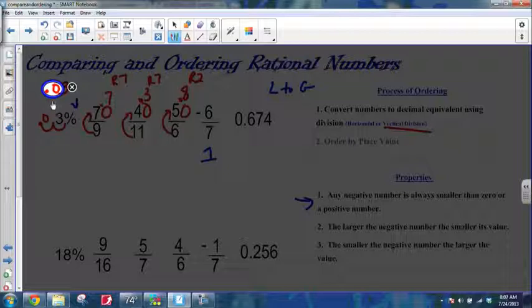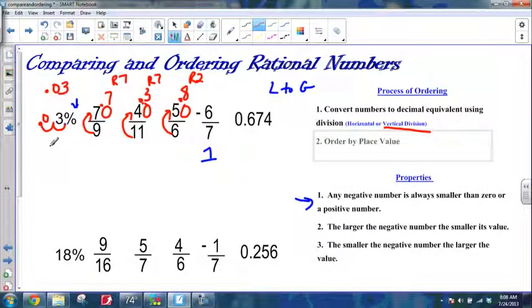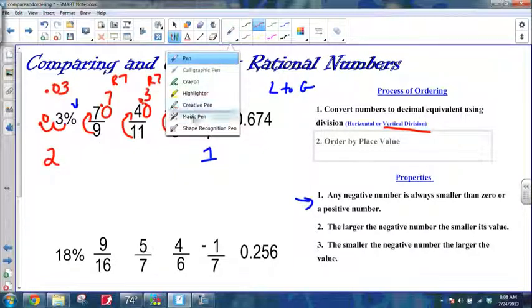So 0 tenths, 7 tenths, 3 tenths, 8 tenths, or 6 tenths. Which tenth is smallest? Well, that's correct. 0 tenths was the smallest tenths place. So we're going to keep doing this for all the other numbers.